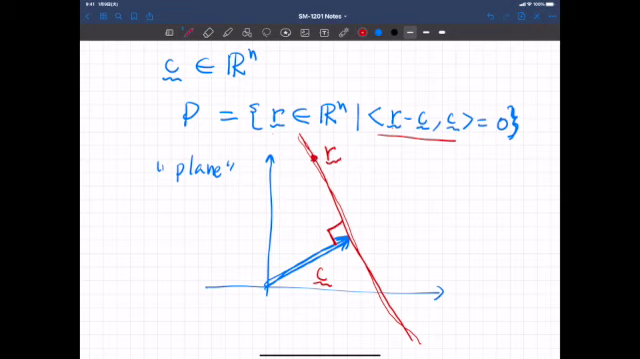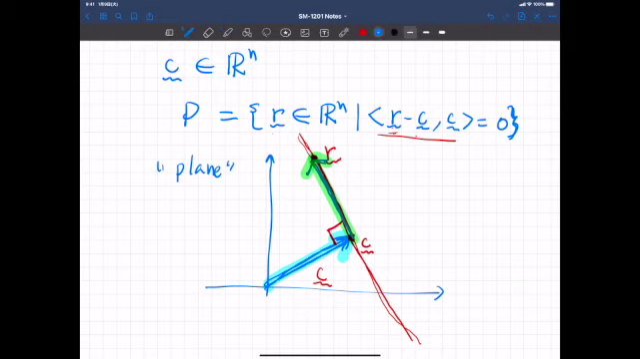Okay, so let's represent any point on this line as R, and C is here, the position vector C. So R minus C means this vector from C to R. It's this vector. And we take the scalar product between this vector and this green vector and this blue vector.